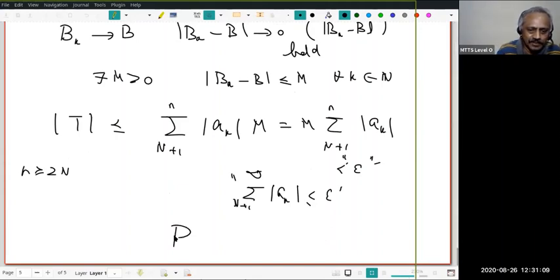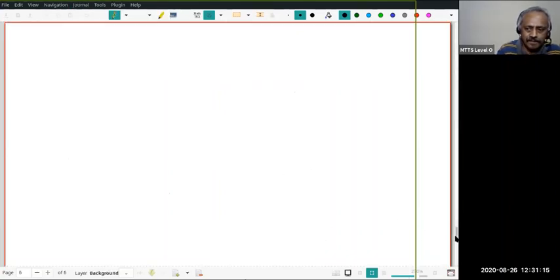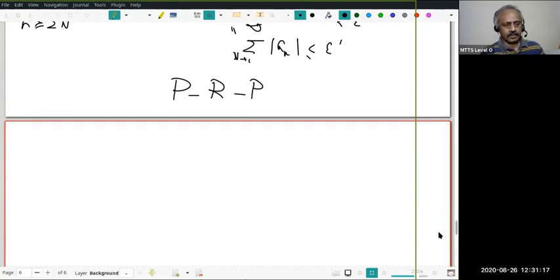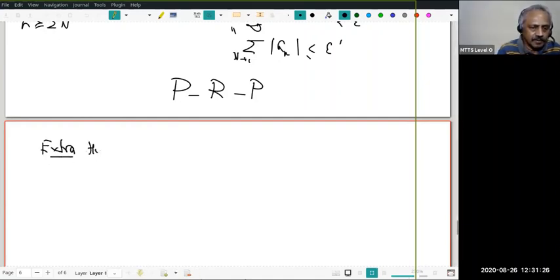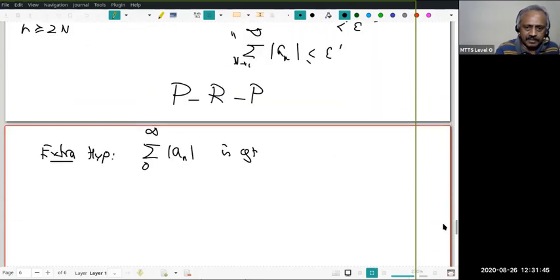Okay. Pause, review, proceed. So we have to put an extra hypothesis to prove the theorem. What is that? We assume the series is absolutely convergent. That is, summation mod a n, the A series, is absolutely convergent, which is the same as saying this is convergent. Okay. Suppose this is convergent. Okay. You understand this? Suppose this is convergent. Now are we through?